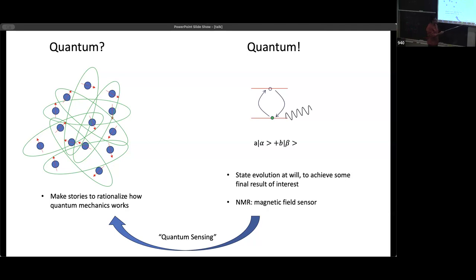And one particular thing, which is what I've been doing with this kind of stuff, is what's called quantum sensing. With quantum sensing, the idea is that you can use this coherent evolution of the quantum state to say something about a system of interest. So if I can measure, for example, magnetic field, which is what I'm going to tell you about in this talk, with very high precision using some sensor that is based on coherent evolution, that would be a quantum sensor.